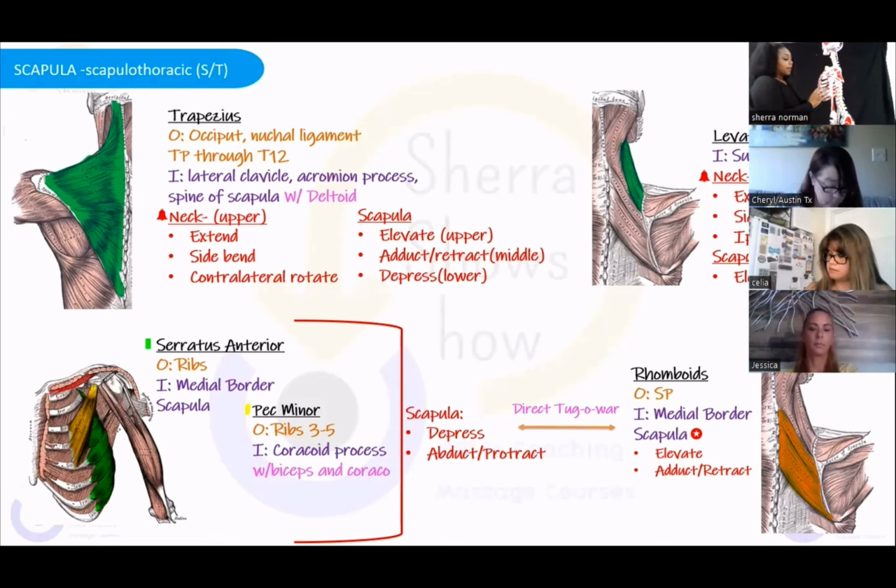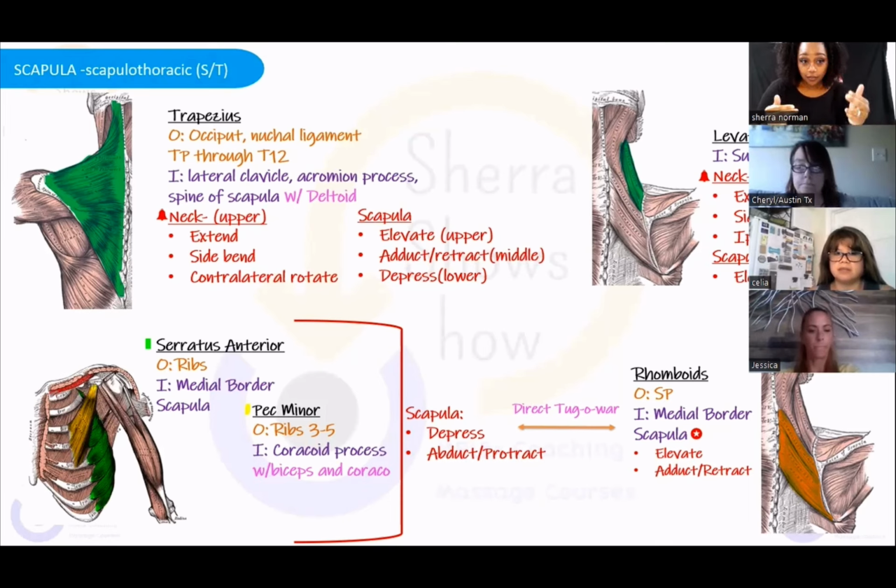Visualize like you're holding a baby. That serratus anterior comes up and back. It's going to pull the scapula forward and down. It's going to abduct and depress the scapula, whereas rhomboids want to adduct and elevate. So if you remember one of these, you know the other one because they do the exact opposite, okay?